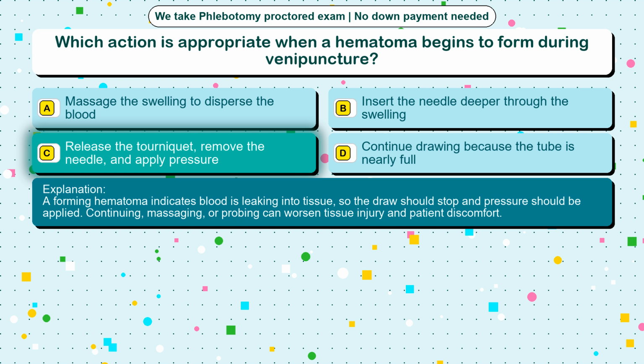A forming hematoma indicates blood is leaking into tissue, so the draw should stop and pressure should be applied. Continuing, massaging, or probing can worsen tissue injury and patient discomfort.